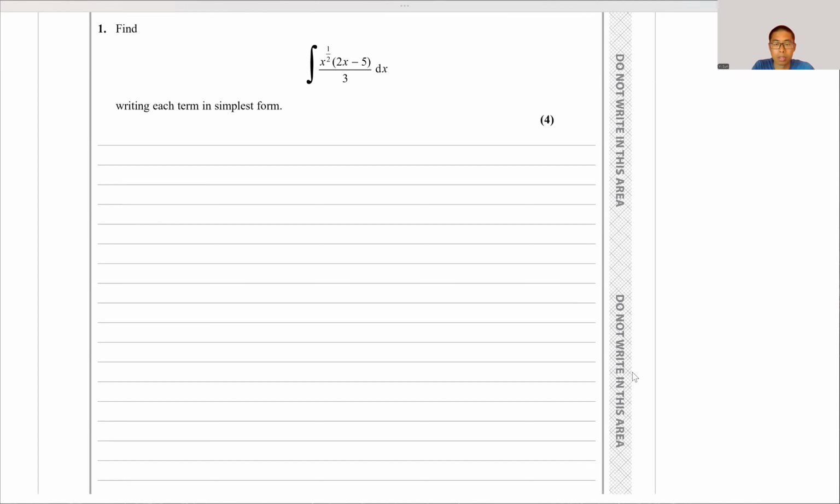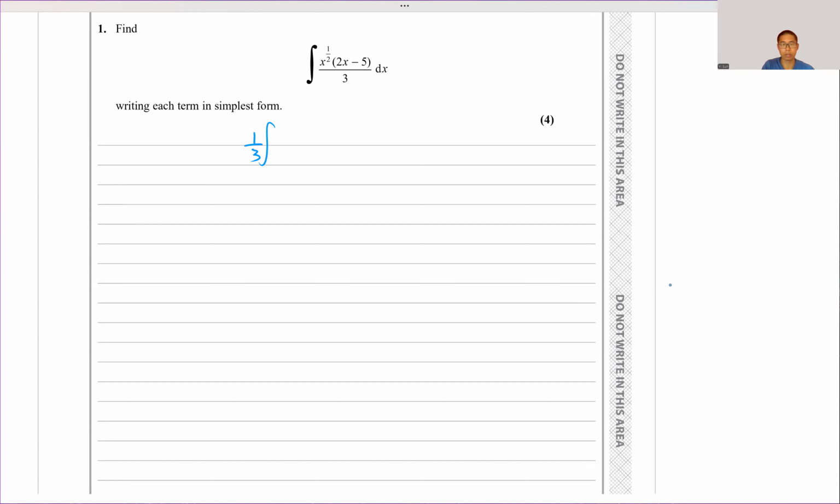In this video, I'm going to walk through the past paper for Edexcel 2023, paper one. Right, let's get started. So for question one, this is an integration question. Looks quite simple. So let's start by taking out the factor 1/3.